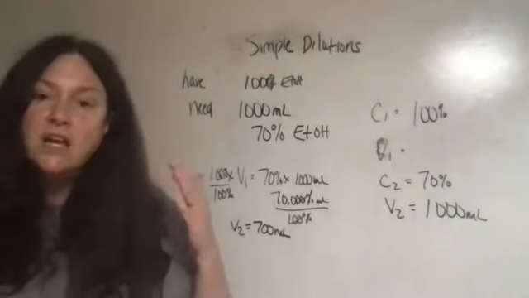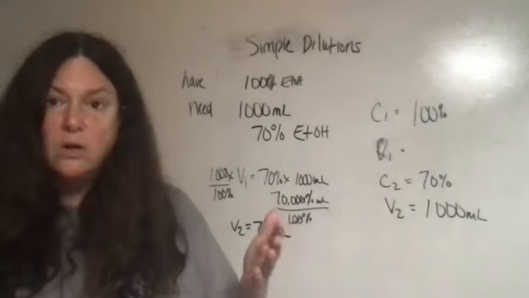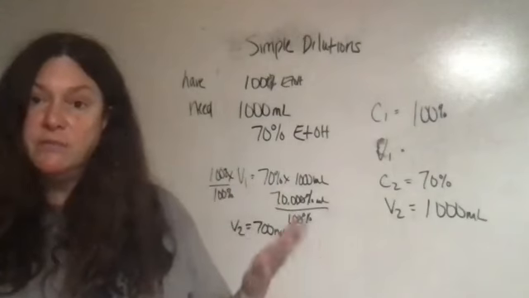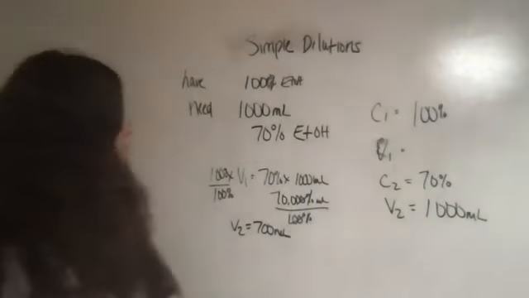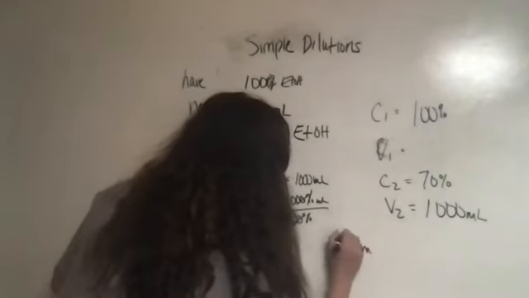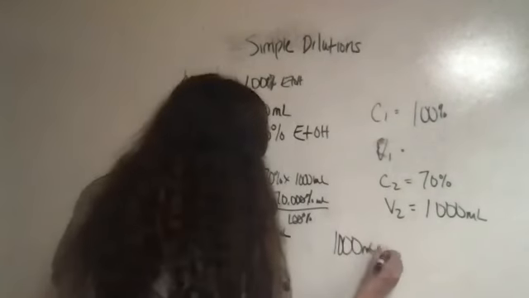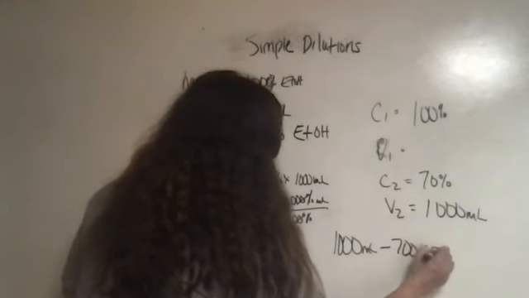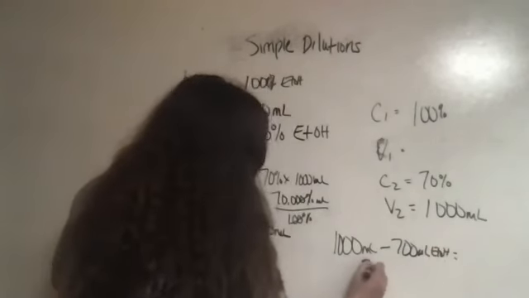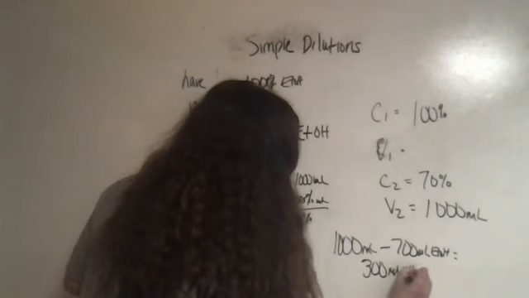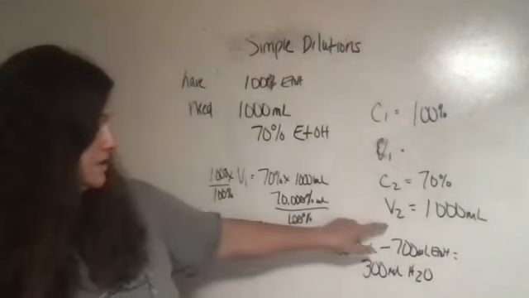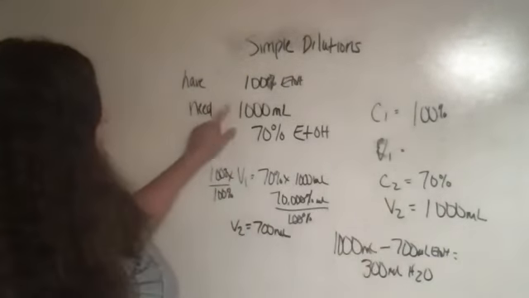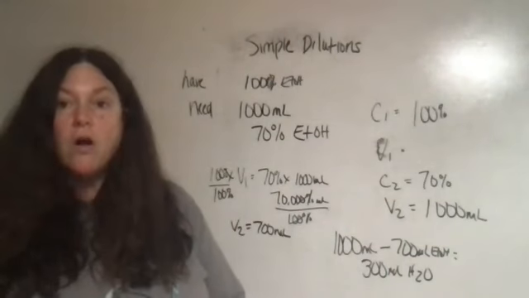So if you have 700 milliliters of 100% alcohol, how much water will you need to add to get 1,000 milliliters of solution? So you need 1,000 milliliters minus the 700 milliliters of alcohol that you already have equals what? 300. So you need 300 milliliters of water to dilute into the 700 milliliters of 100% alcohol to get to your 1,000 milliliters of 70% alcohol.